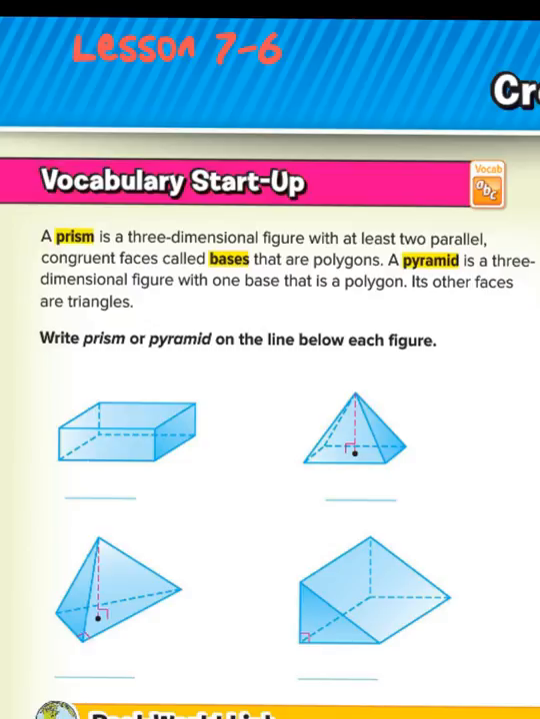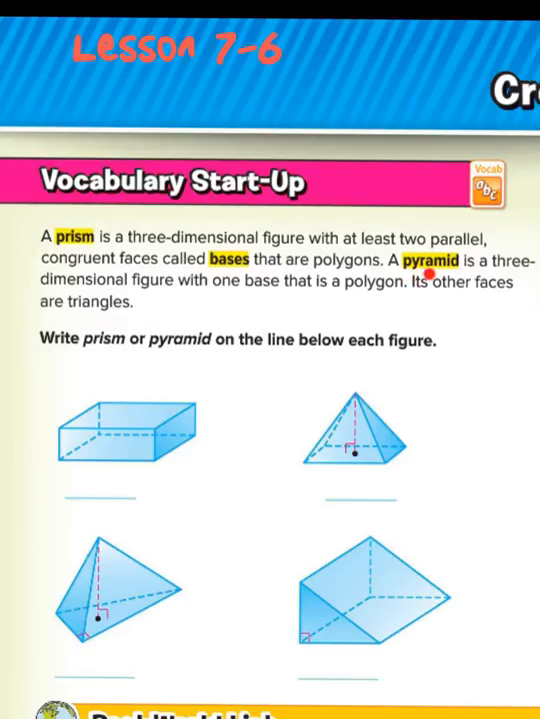So you can see here that, for example, this side is parallel to this side, and they're congruent, they're the same size. And this length, right here, this panel, is the same as the back one. It's congruent, right? And they're called bases, and they are polygons, okay? Polygons. So that's a prism. So we're going to identify which ones are prisms and which ones are pyramid.